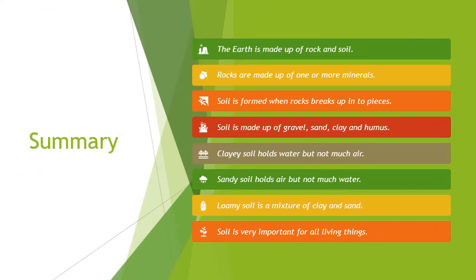Let's summarize. The earth is made up of rock and soil. Rocks are made up of one or more minerals. Soil is formed when rocks break up into pieces. Soil is made up of gravel, sand, clay, and humus. Clay soil holds water but not much air. Sandy soil holds air but not much water. Loamy soil is a mixture of clay and sand. Soil is very important for all living things.